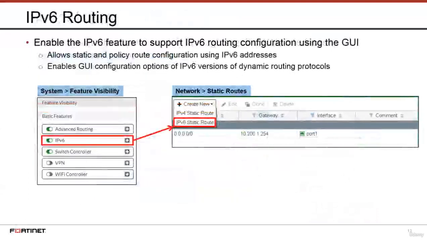IPv6 routing. To enable routing configuration for IPv6 addresses using the GUI, you must enable IPv6 in the feature visibility menu. Then you can create static routes and policy routes with IPv6 addresses. Enabling the IPv6 feature also enables GUI configuration options for IPv6 versions of the dynamic routing protocols.